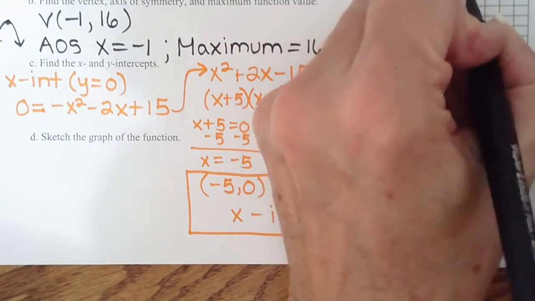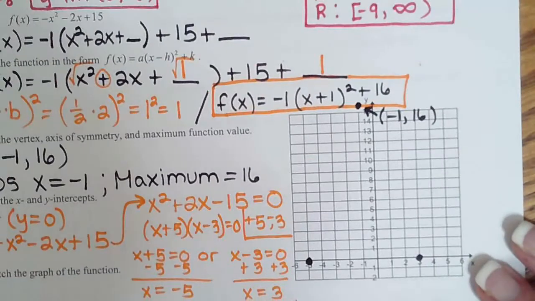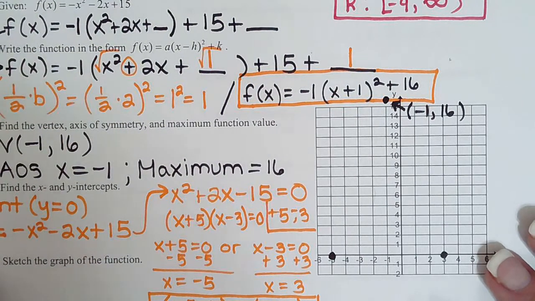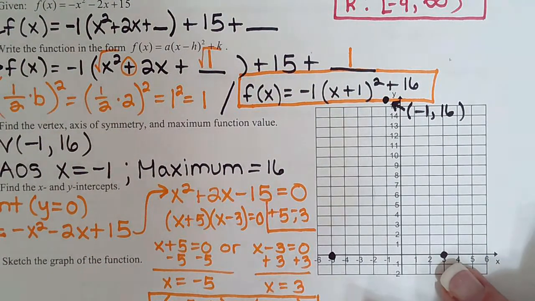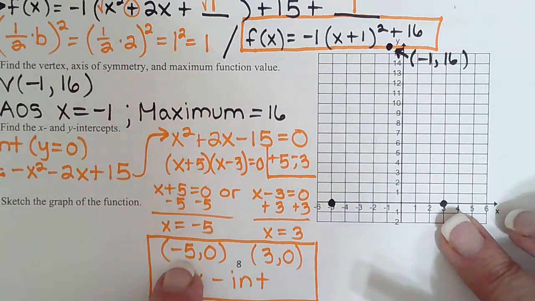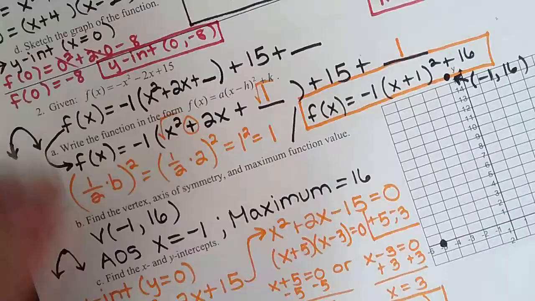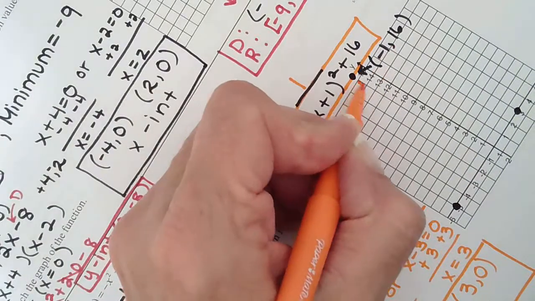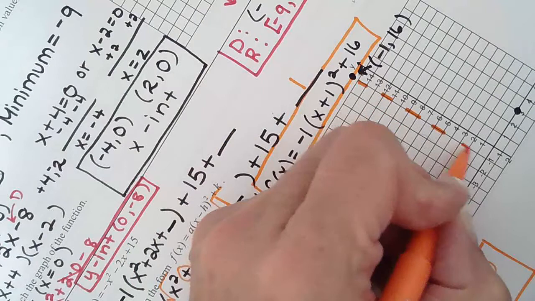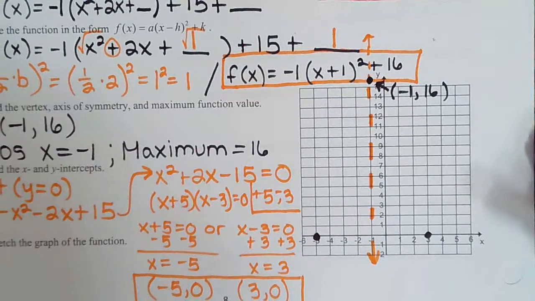So our vertex is negative 1, 16, up there. We drew in our two intercepts, negative 5, 0, and 3, 0. So now we need our axis of symmetry. X equals negative 1, which remember is a vertical line. Arrows on both ends. So we are ready to go.